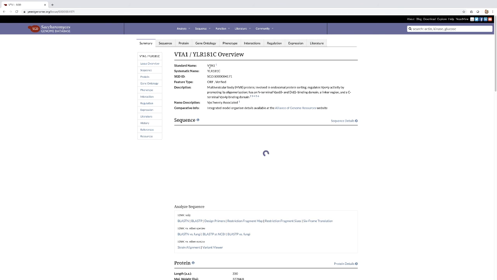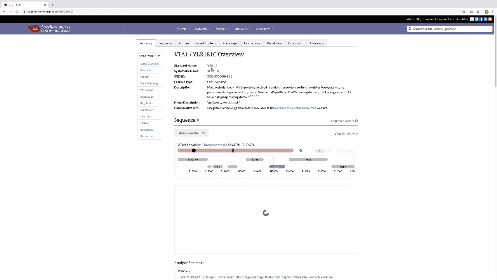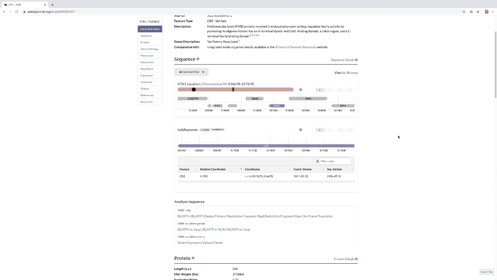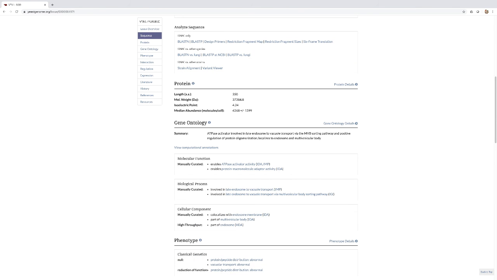We can see that its standard name is VTA1. That usually tells you a little bit more about its functioning. It gives you a description of what this gene does. It'll tell you different things about where it's located in the genome, what genes are next to it, so you can see who its neighbors and who its friends are. It also gives you some information about the protein. When this gene makes a protein, it has 330 amino acids in it, its molecular weight, all this other data with it.